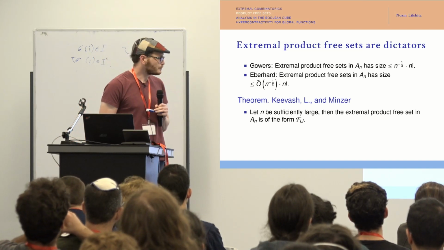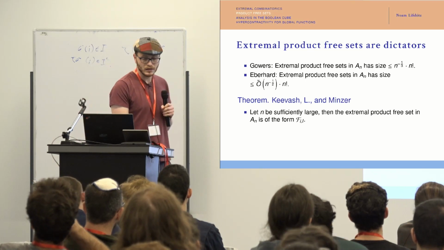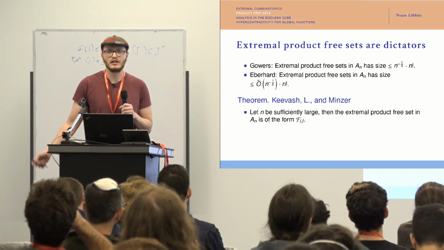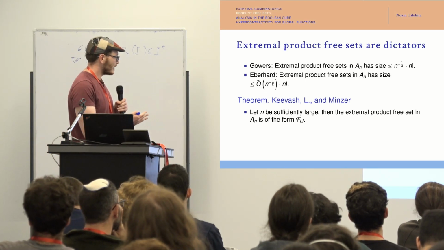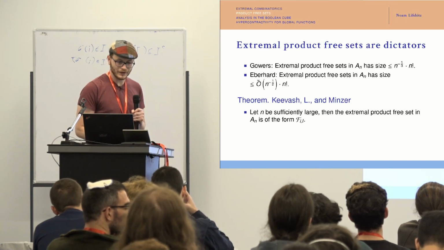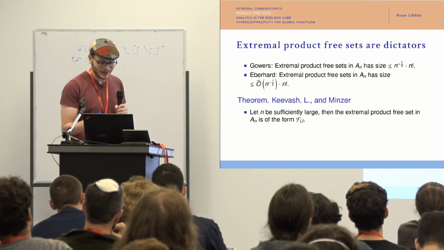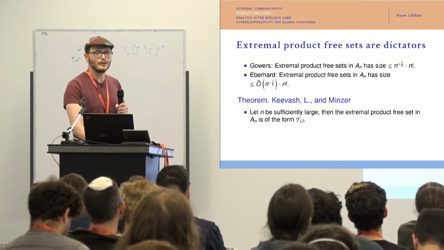And Eberhard improved on it, and we solved this problem for sufficiently large n. We showed that the extremal set is exactly of this form, the product-free dictator. So we gave an Erdős-Corrado type result in group theory or additive combinatorics.